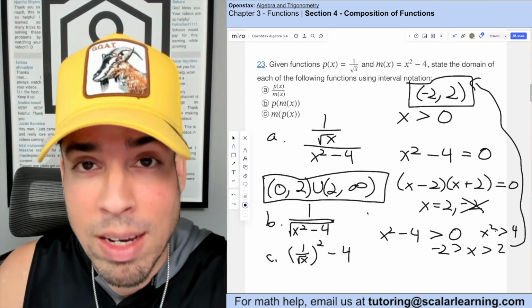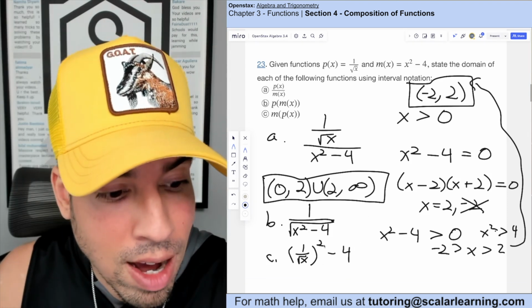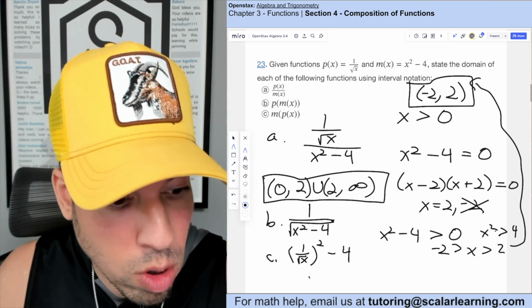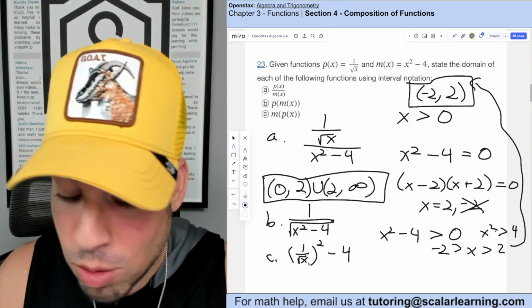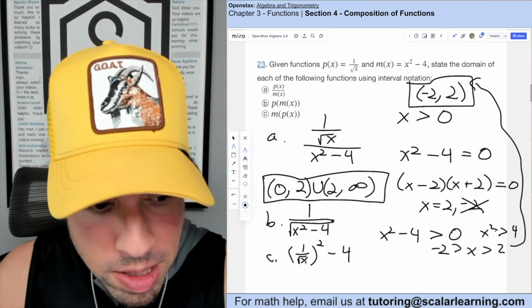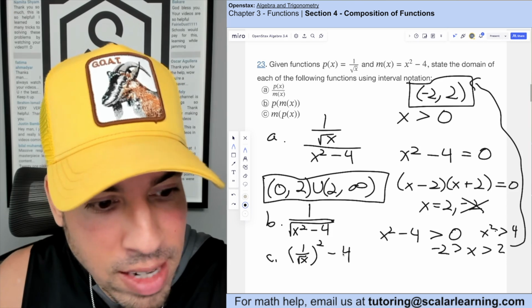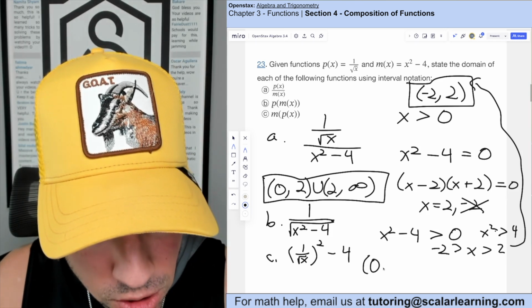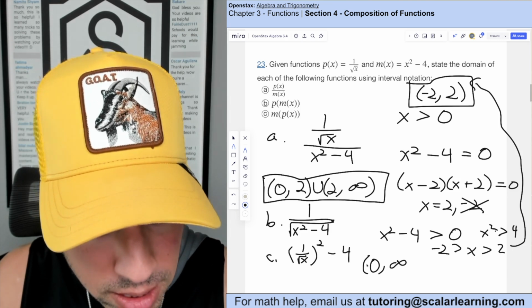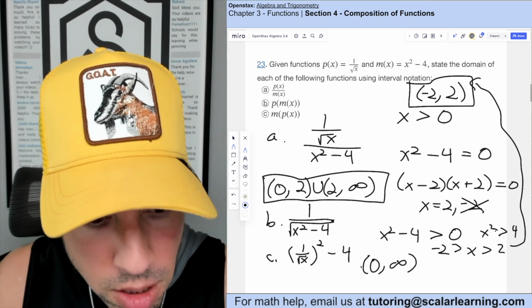Now, once again, what are my domain restrictions? Because I can square this and make it 1 over x, but we want to leave it in its pure form to really get those domain restrictions, because we still can't take a square root of a negative. We still can't be dividing by 0. This means that x has to be greater than 0, and if I place that in interval notation, it's simply 0 to infinity, again, not including 0, so the curved parenthesis.